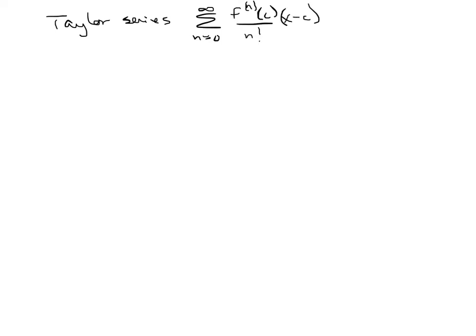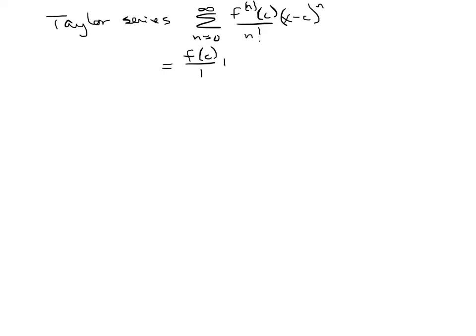Right. In the last video, we looked at Taylor series. And a Taylor series is a sum from n equals 0 to infinity of the nth derivative evaluated at c divided by n factorial times x minus c to the n. And if you expand out a Taylor series, if you plug in 0, you get the function evaluated at c divided by 1 times x minus c to the 0, which is just 1.